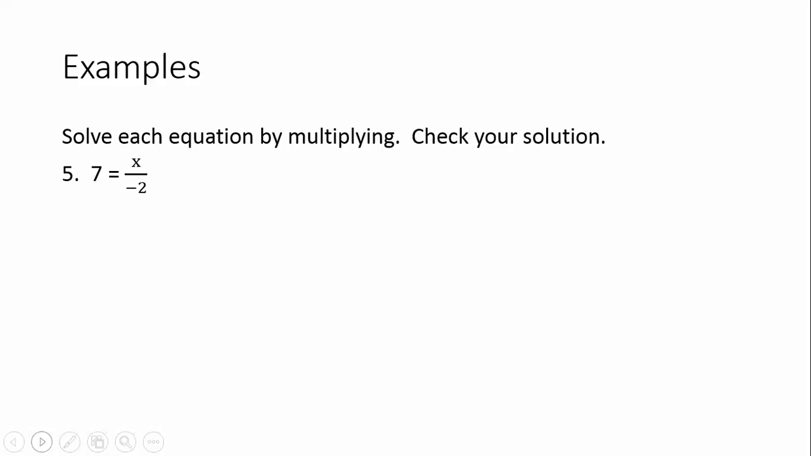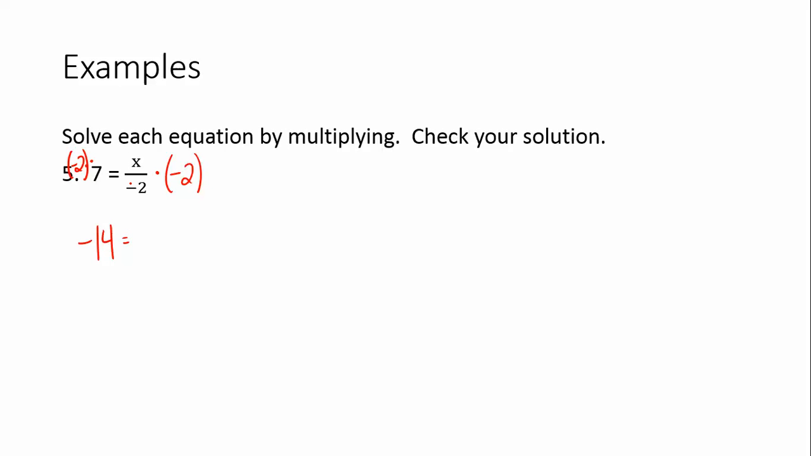Try number 5 on your own. Solve each equation by multiplying, then check your solution. 7 equals x divided by negative 2. So we want to multiply both sides by whatever x is being divided by, and that is negative 2. Negative 2 times 7 is negative 14.